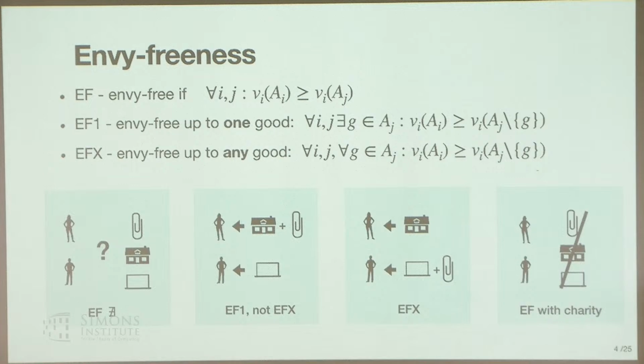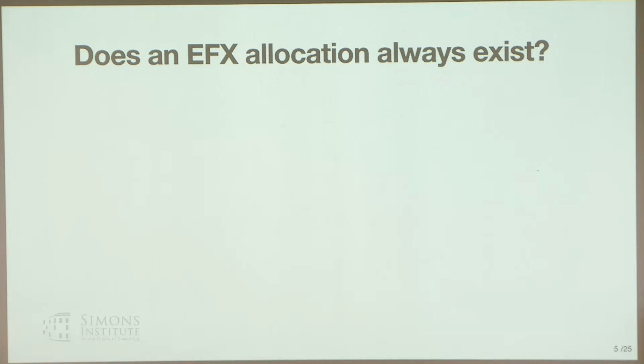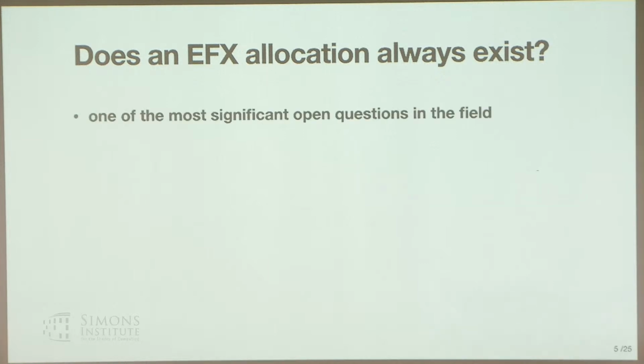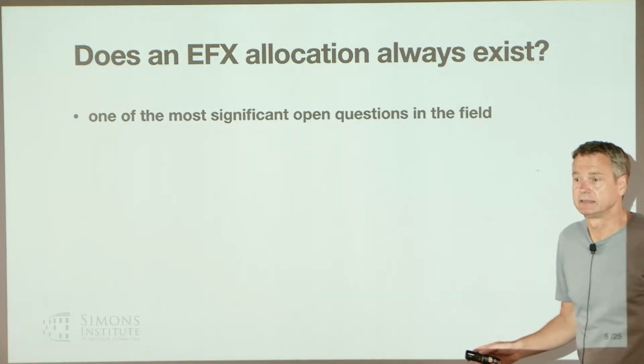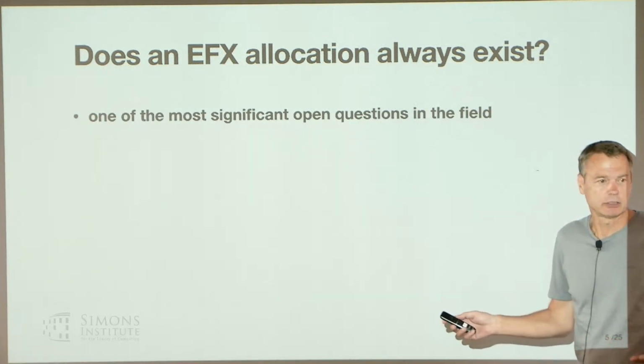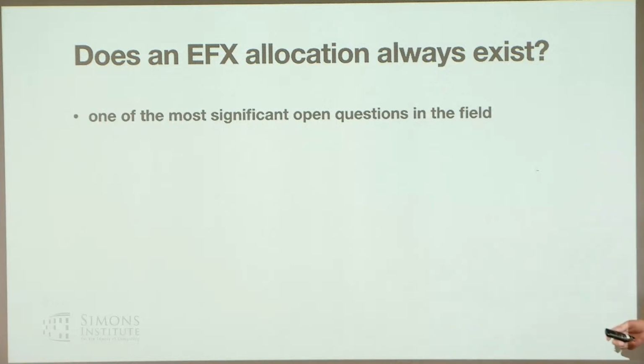Of course, as Moshe already pointed out, if we allow partial allocations, we can just send everything to charity, and then of course there always exists an envy-free allocation. But I think in the field, one of the most significant open questions is whether an EFX allocation always exists. So it's actually quite remarkable that it wasn't proven.